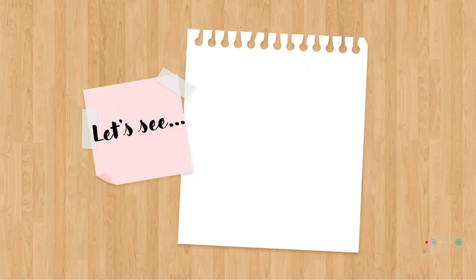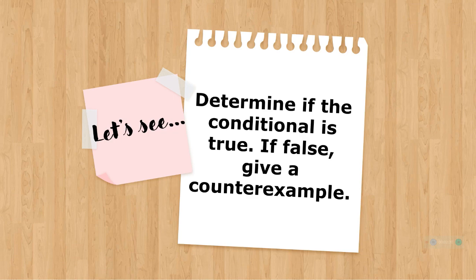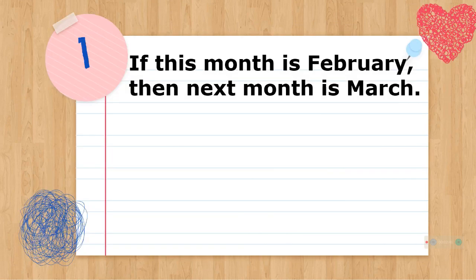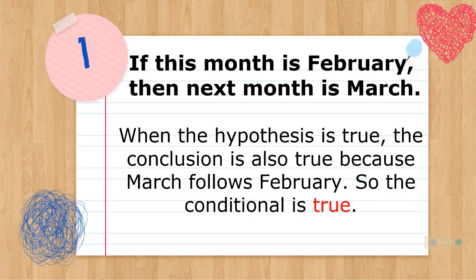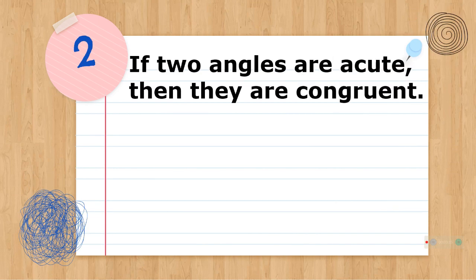Let us see. We have to determine if the conditional is true. If false, give a counterexample. For our first one, we have, if this month is February, then next month is March. Is it true or false? When the hypothesis is true, the conclusion is also true because March follows February. So, the conditional is true. Any question in number 1? If you don't have, let's proceed with number 2.